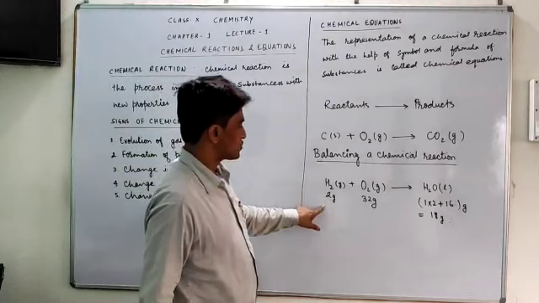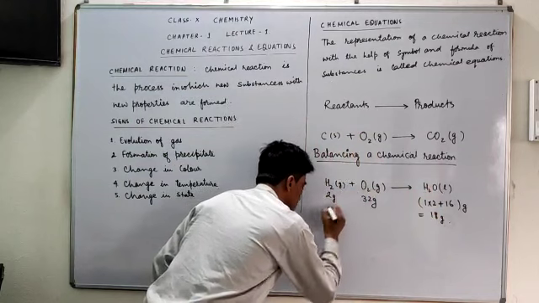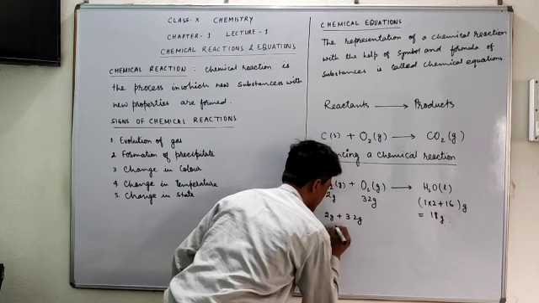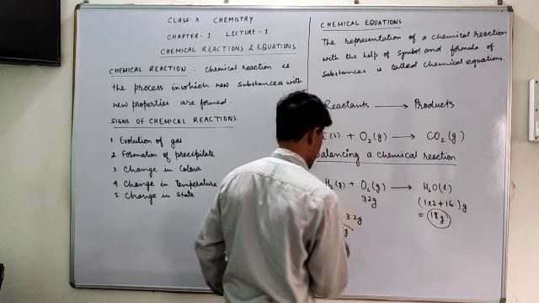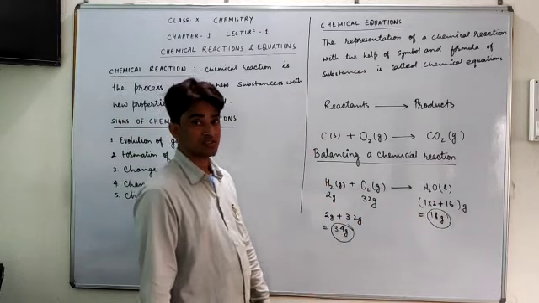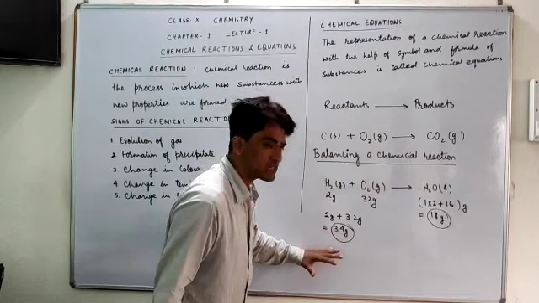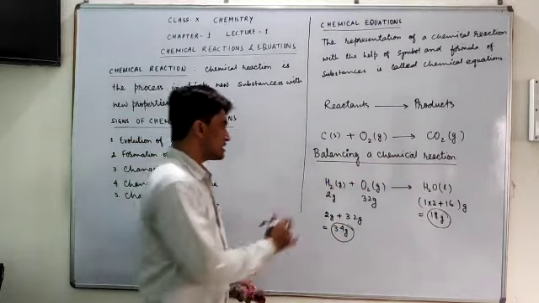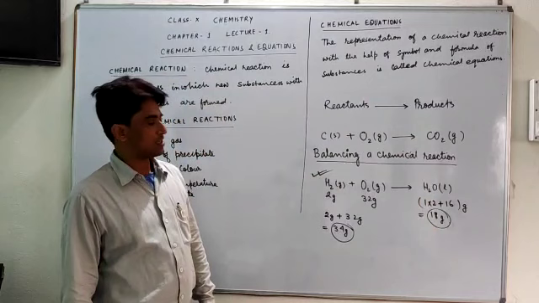The molar mass of hydrogen is 2 gram, the molar mass of oxygen is 32, the molar mass of water is 18 gram. The total mass of reactants is 2 gram plus 32 gram, that is 34 gram. And the mass of product is 18. These are not equal. As we have discussed, according to the law of conservation of mass, the mass of product should be equal to the mass of reactant. Here, the mass of product is not equal to the mass of reactant. It means this reaction is not balanced. It is called an unbalanced chemical reaction.